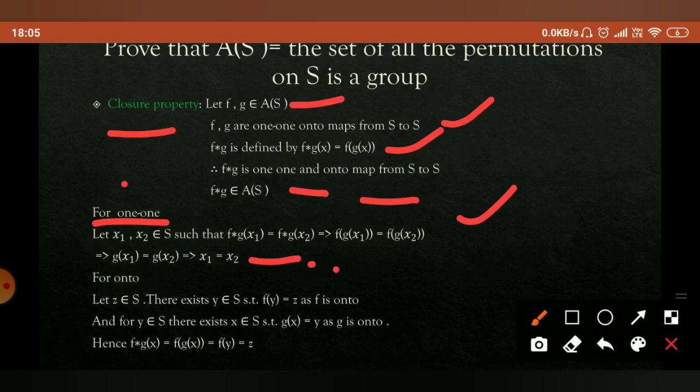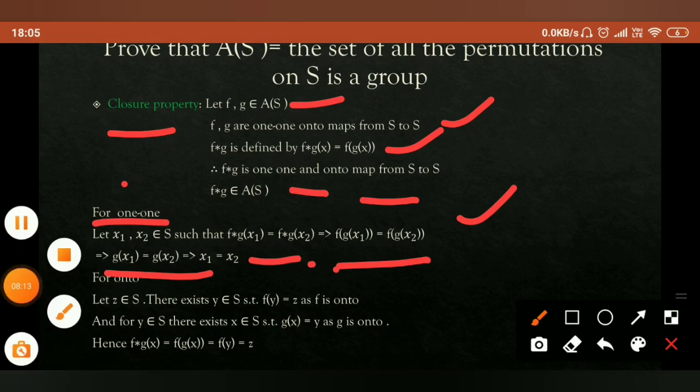and because F is 1-1, if the images are equal, then the elements are equal. Again G is 1-1, so their elements X1 and X2 will be equal. So what we get is, if the images are equal, then X1 and X2 are also equal. That means F star G is 1-1. Similarly, we can prove the onto relation here.